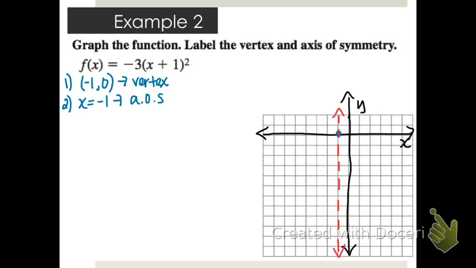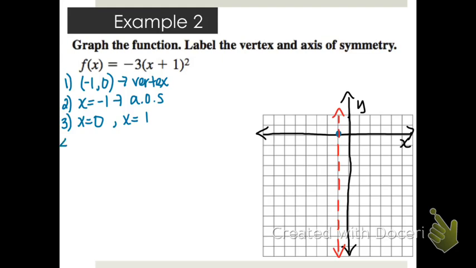And that is a line at x is equal to -1. So then we have the third step, which is choose 2 x values. So my two x values to the right of -1, I'm just going to do the closest ones, which are x is equal to 0 and x is equal to +1.